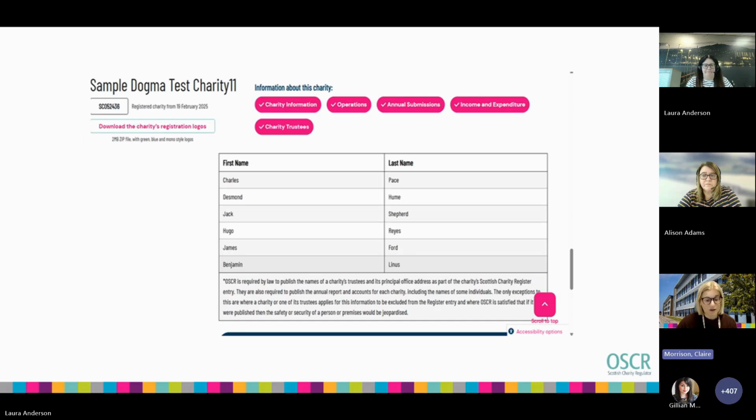So this slide shows how the information will be presented on the register entry. And you can see with the test charity how the charity trustee names will be displayed, with only the first and last name of the charity trustees being displayed and no other information. If someone has an exemption, their name will simply not appear on the entry. And there's a note on each register entry to explain that sometimes the number of charity trustees may not correlate with the number of names because there have been exemptions granted.